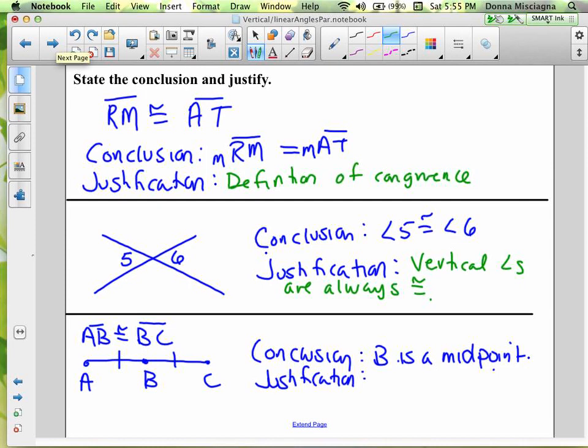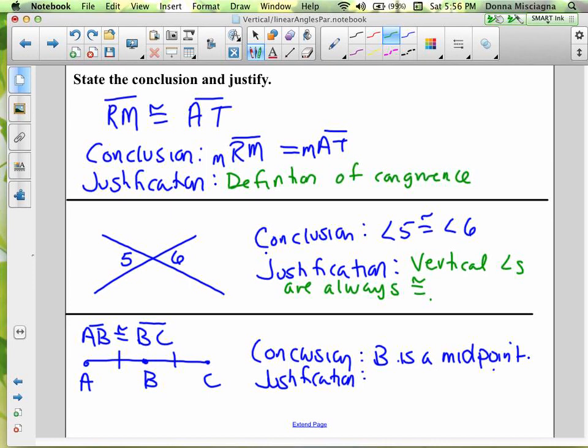AB is congruent to BC. Okay? Not only is it on our diagram, because AB and BC each have one little hash mark, it's also written above. What conclusion can we draw from the fact that AB is congruent to BC? We can conclude that B is a midpoint. Well, how can we justify saying that?